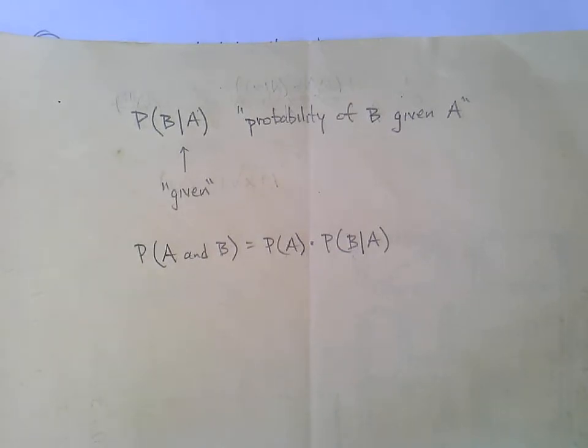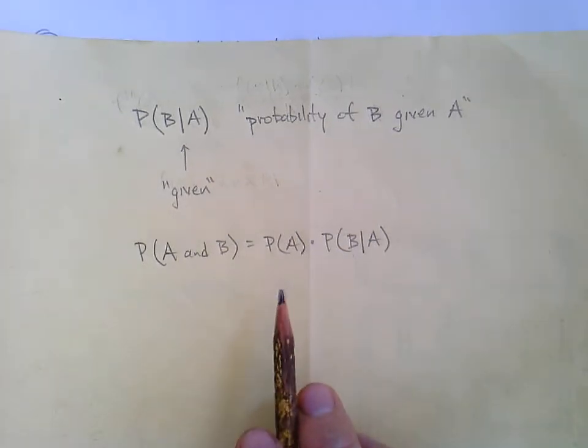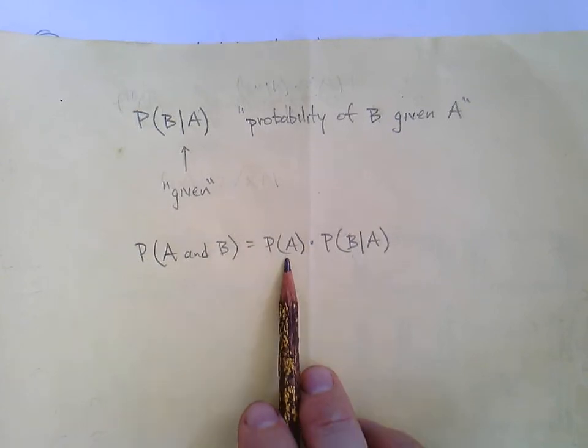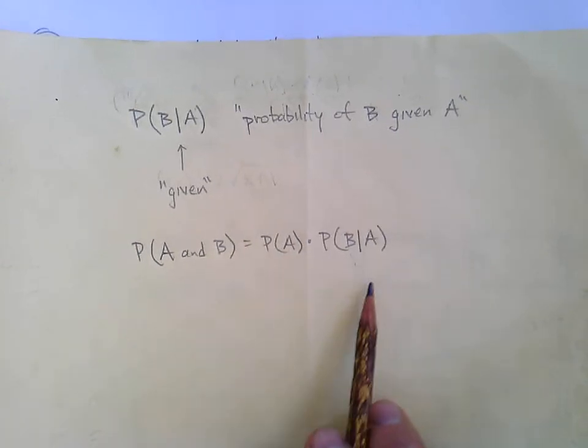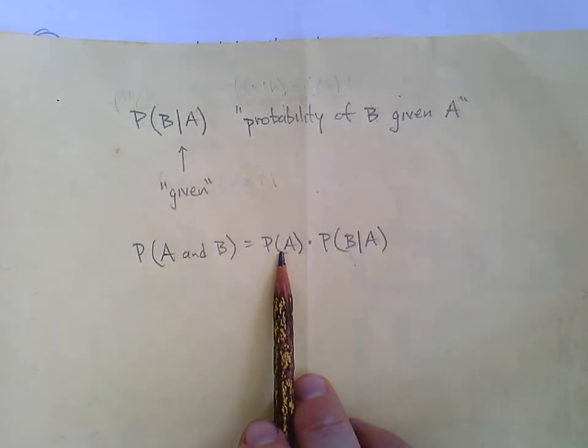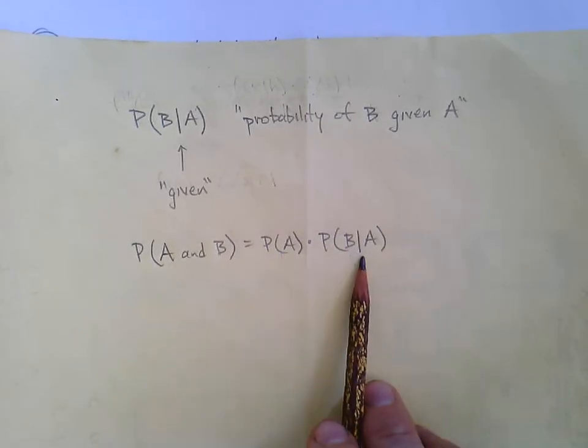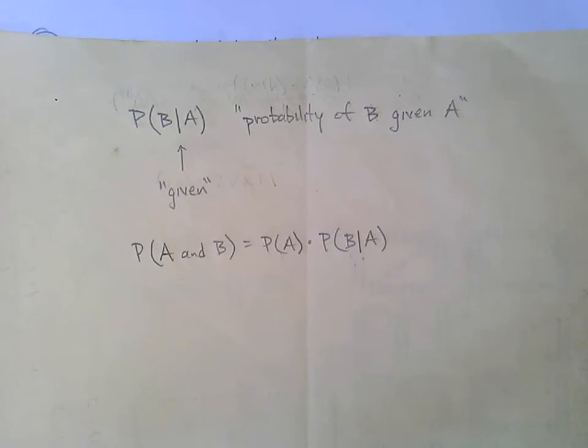There's definitely a connection here with drawing cards without replacement, right? So if we wanted to draw an ace and then another ace, or a club and then another club, the fact that one club has already been drawn changes the likelihood of the next club on the second draw, right?